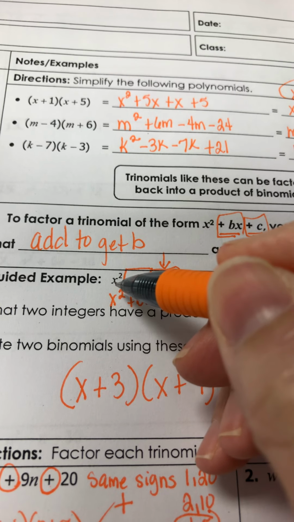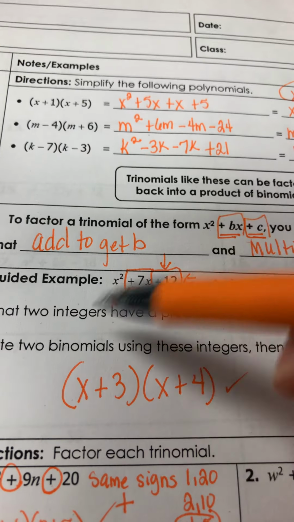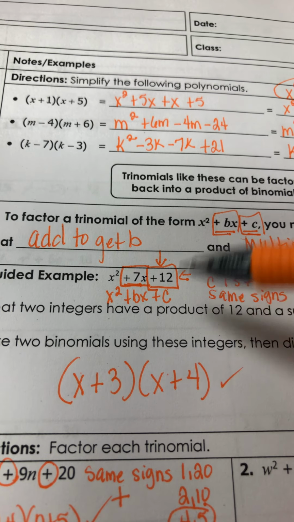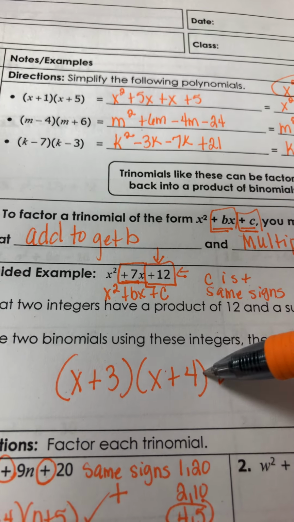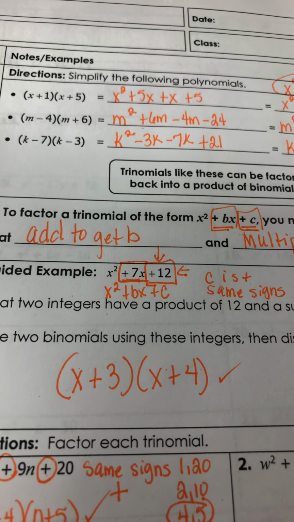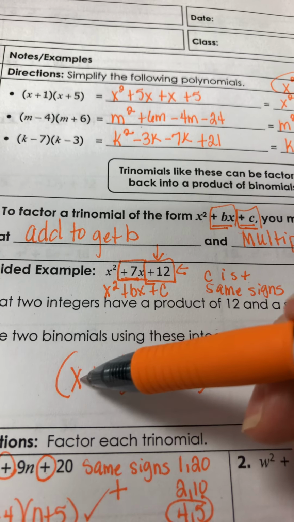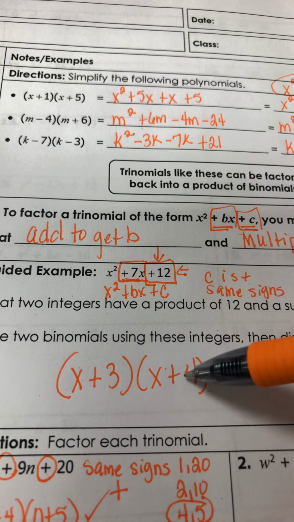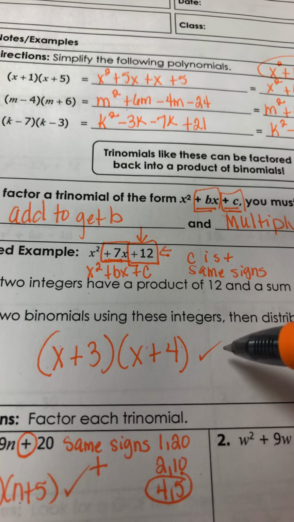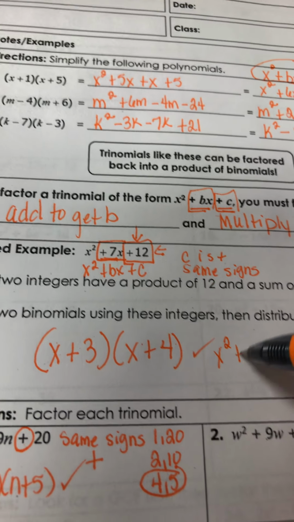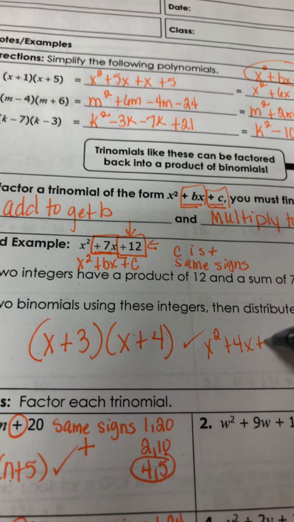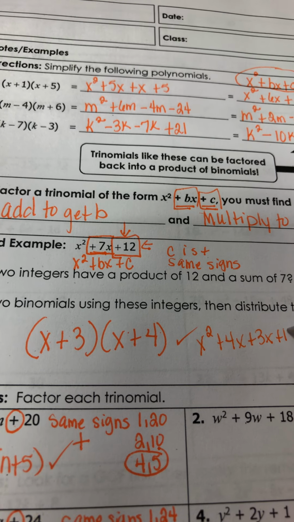And what can I multiply together to get x squared? Well, we know that's x times x. And then take your two factors that you found and put those in the parentheses with your x's, giving you x plus 3 times x plus 4. Now you can FOIL this out: first, outer, inner, and last.